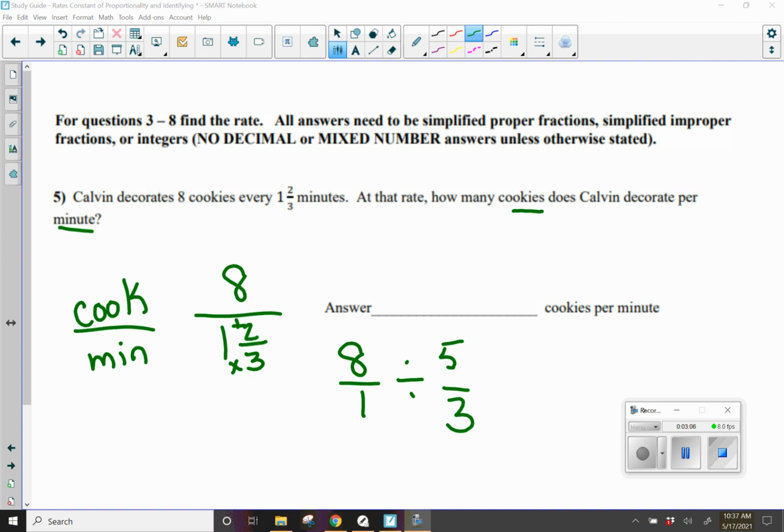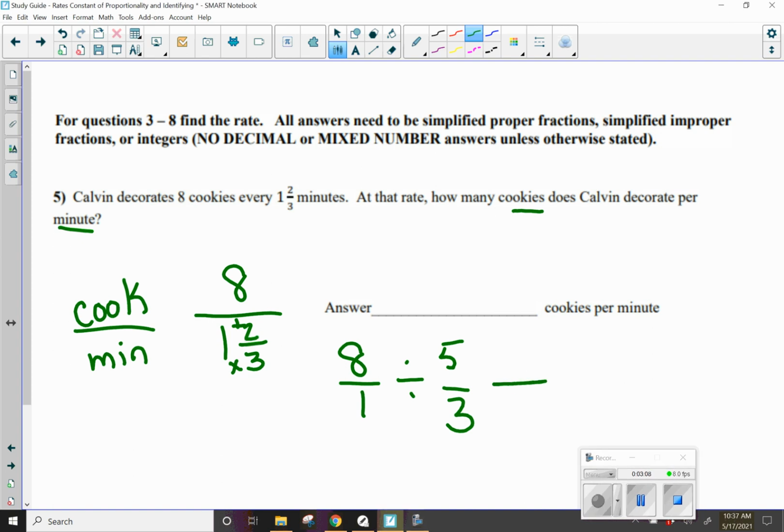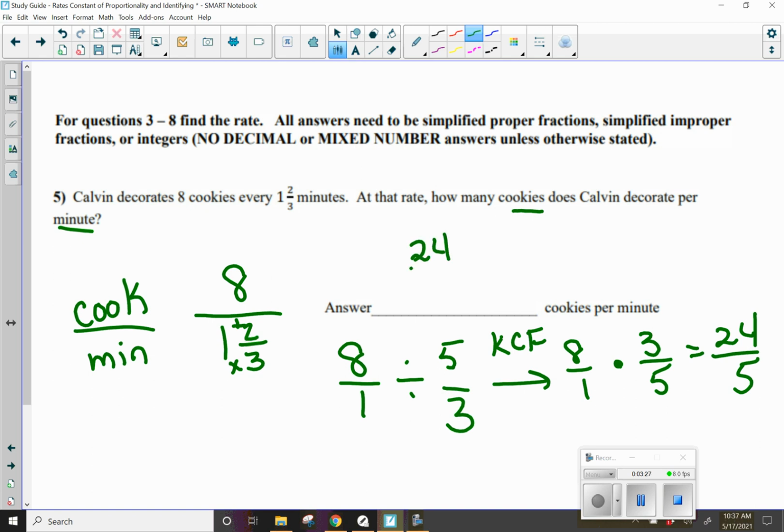We know when we divide with fractions, we have to keep, change, flip. So we're going to keep 8/1. We're going to change division to multiplication, and I'm going to flip my second fraction, and that's going to leave us with 8 times 3 on top and 1 times 5 on the bottom. I cannot simplify that any further, so 24/5 is our simplified answer.